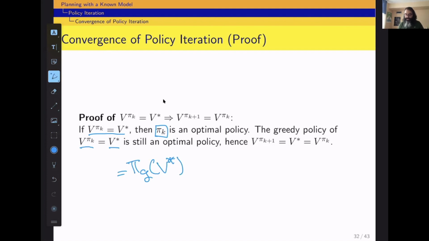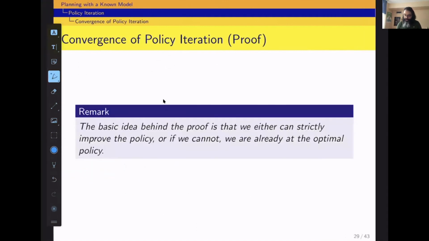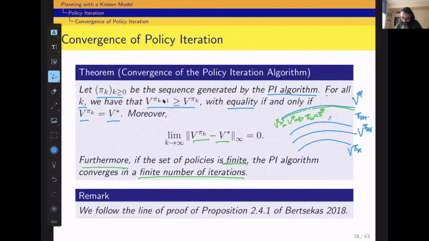So the value of it then should be, so this would be our V pi k plus 1, should be equal to V star, should be equal to V pi k. So essentially, when we get to the optimal value function, nothing changes. The greedy policy at each step would be just the optimal policy. Okay, so that's this part of the theorem.